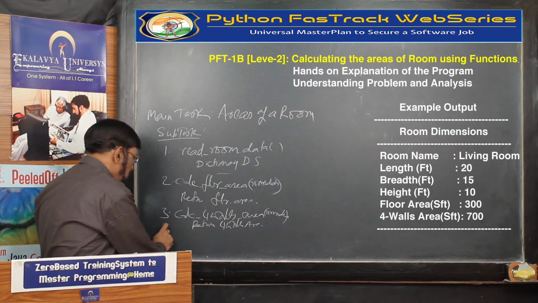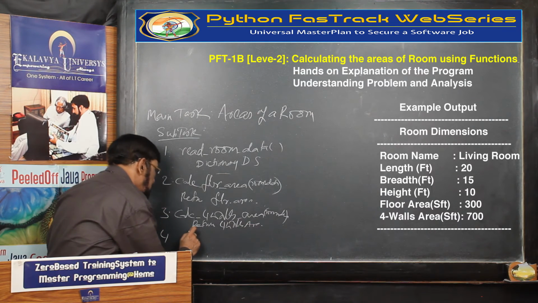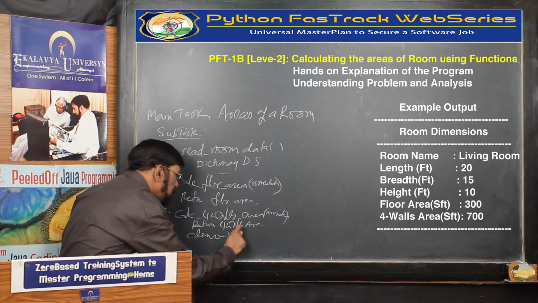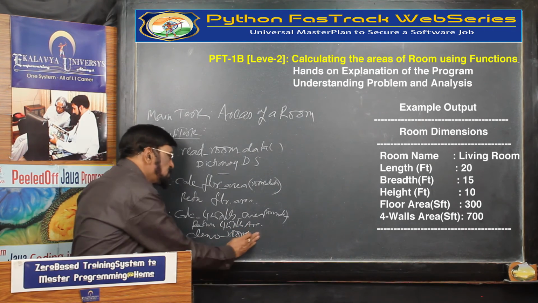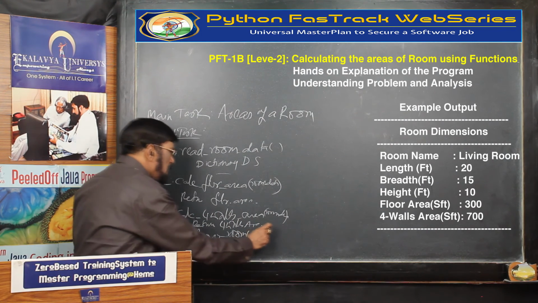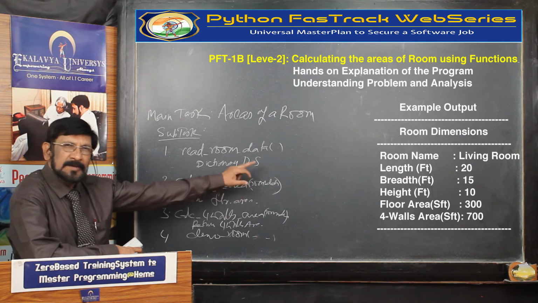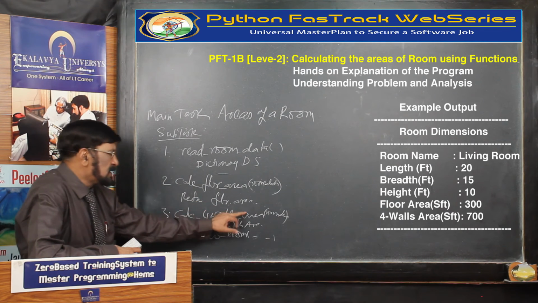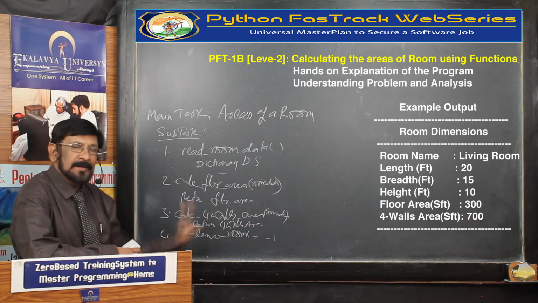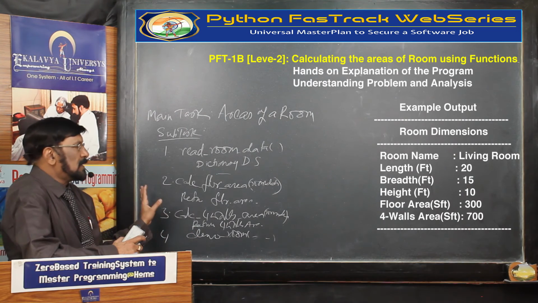Okay. What is the fourth function? Fourth function is demo room. Demo room means nothing but displaying output. For this, all the data, room data, floor area, four walls area, all that we have to pass. So what type of function is it? It is a function that takes data. Demo room takes data but does not return a value, it just simply displays it. That point you have to understand.